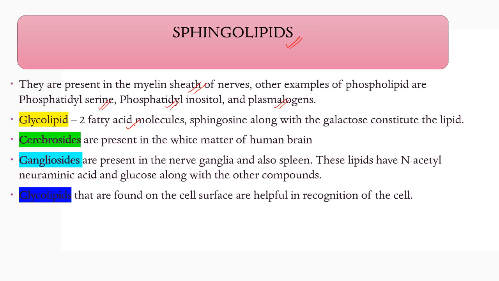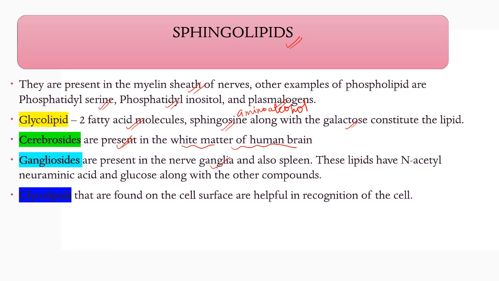Glycolipid: two fatty acid molecules, sphingosine along with galactose constitute the lipid. So in glycolipid, the sugar part is galactose, and it has two fatty acid molecules along with sphingosine, which is the amino alcohol. Cerebrosides are present in the white matter of the human brain.